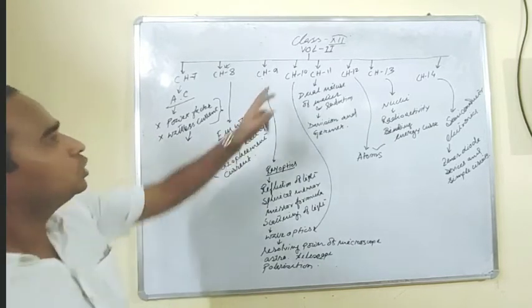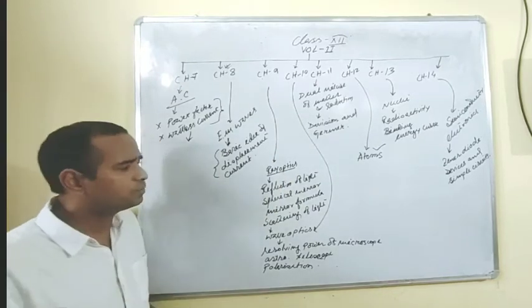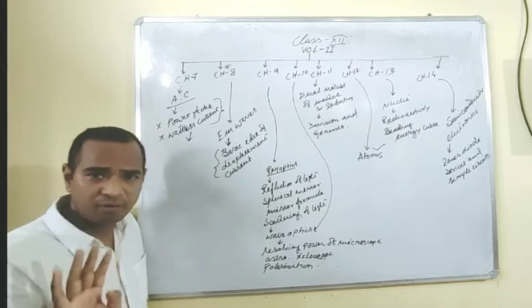Then look at chapters 9 and 10. In chapter 9 you have ray optics. This is a big chapter. In ray optics, you have reflection and refraction.